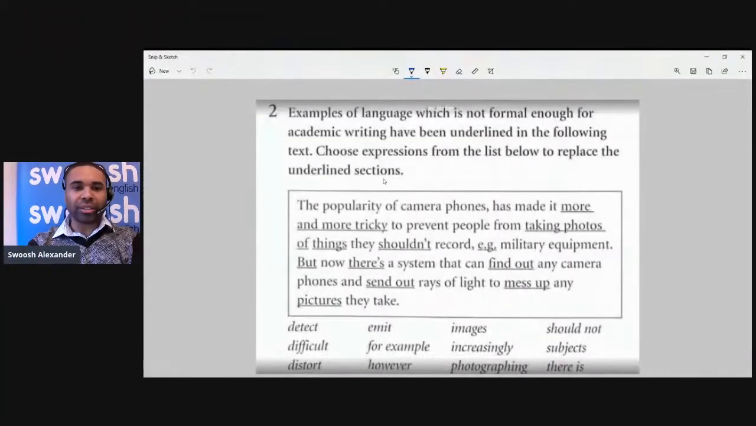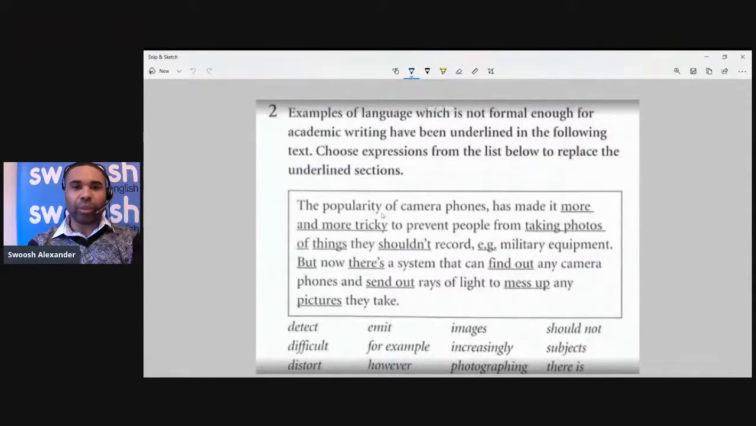Today's task is focused on using formal language. So I will be looking at the task and going through the sorts of language that you should be using and pointing out examples of informal language which would not be appropriate for our IELTS writing. So here is the task.